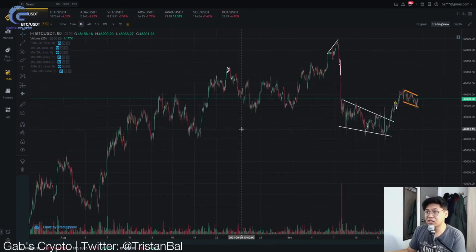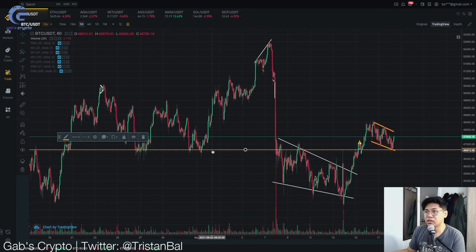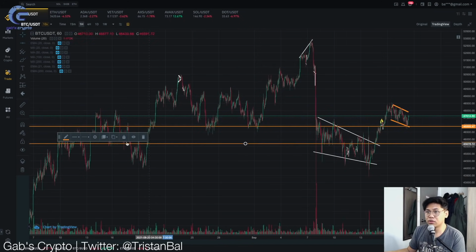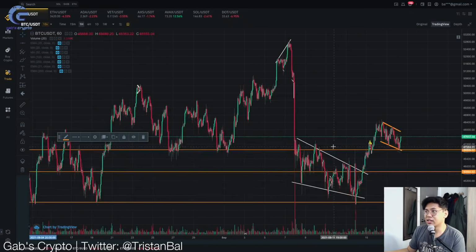Ano ba yung buying areas natin dito? So yung mga buying areas ko would actually be by getting these different support areas. So, lagyan natin yung mga support areas na nakikita natin ngayon. So, we have multiple bounces here. Let's add another one here. And then, lastly, ito. Ayan, dyan yung mga buy areas natin.